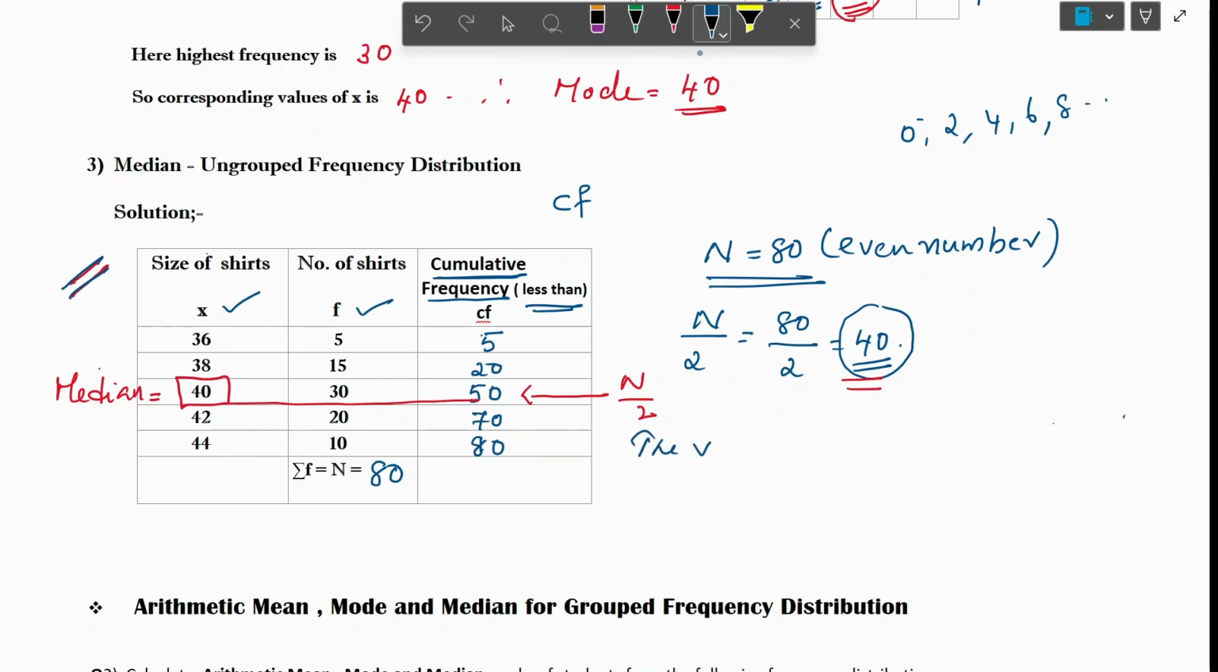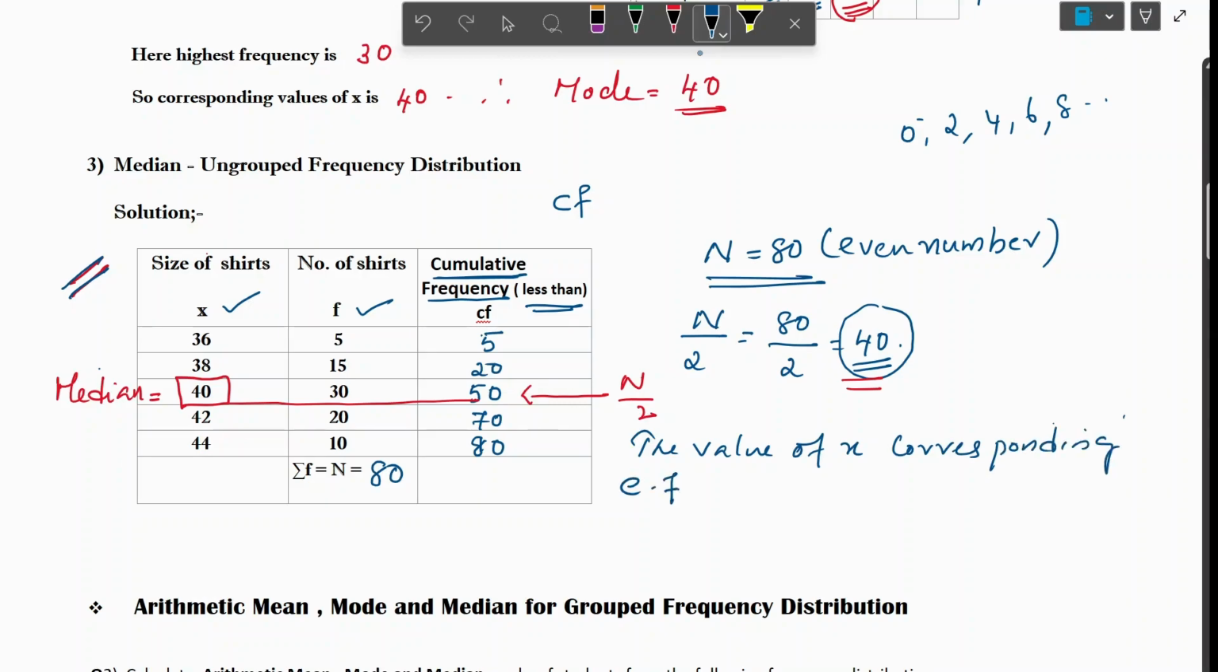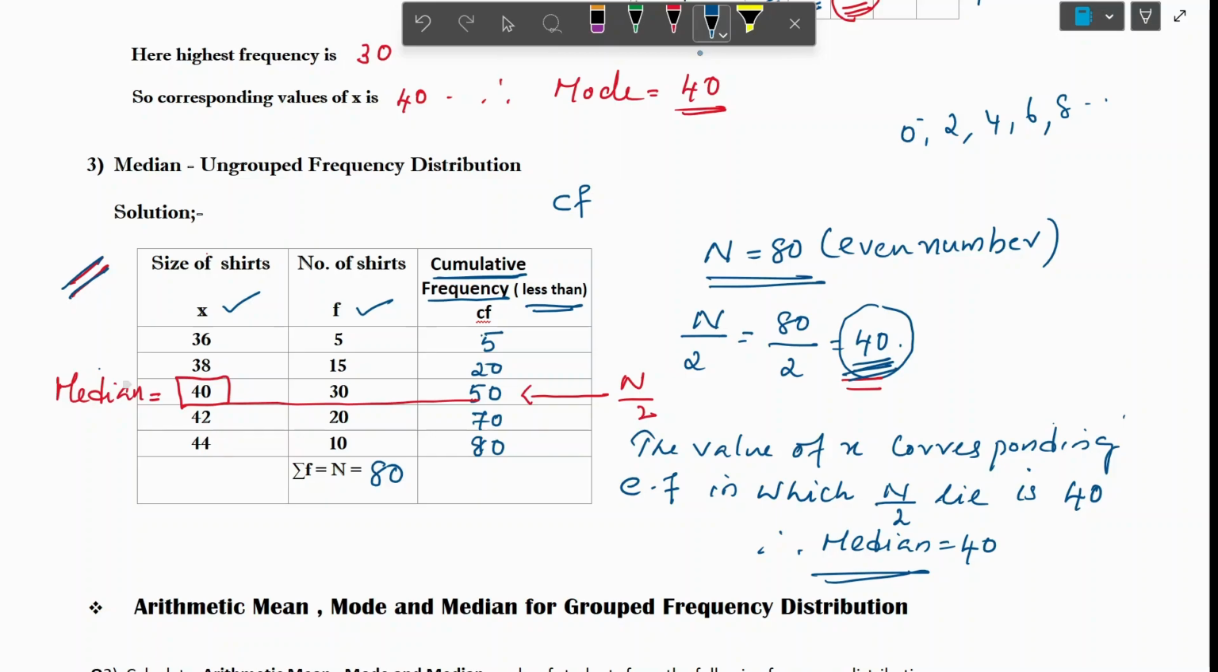Here we will conclude this way. The value of X corresponding to the cumulative frequency in which N by 2, which is 40, lies. Therefore, median equal to 40. Don't get confused, because the N by 2 value is 40, but our median also came as 40. Normally it can happen to be 38 or 36. Next example I will show you that.